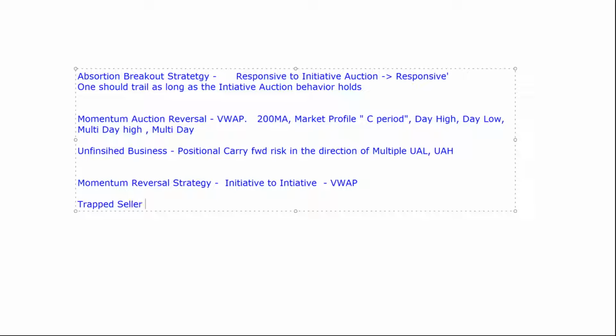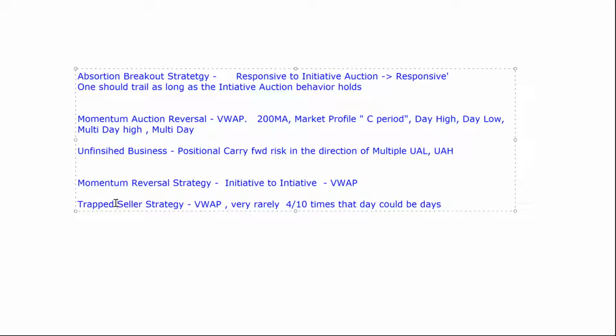Trapped seller strategy. Again, with the trapped seller strategy we usually move towards VWAP most of the time, and very rarely, probably on a scale of 10, 4 out of 10 times, that day could be the day's low. In that case, it will be tracked positionally, that trapped buyer or trapped seller strategy.